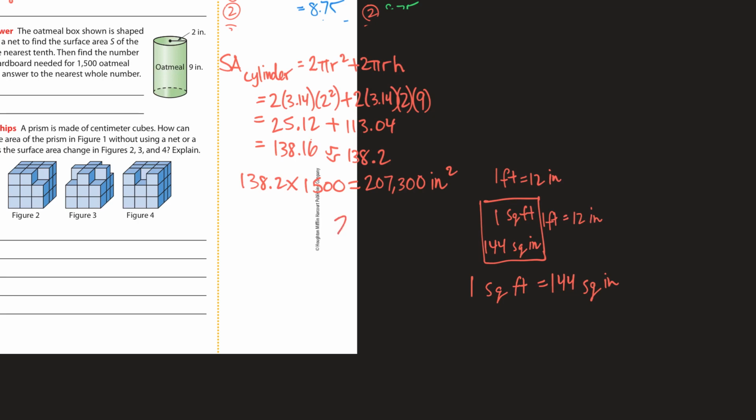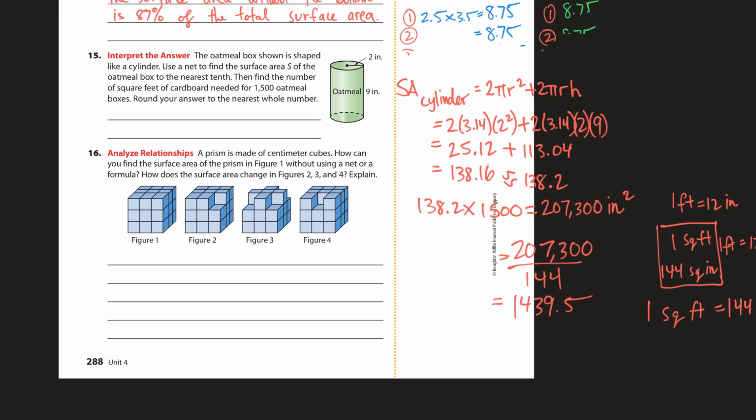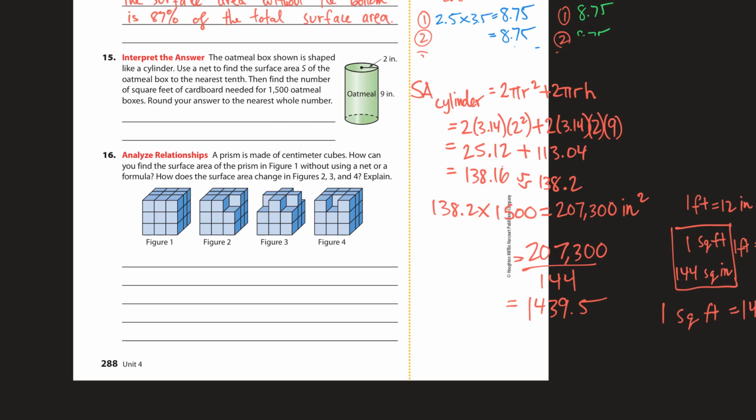I need to take 207,300 and divide it by 144 to find out how many square feet I have. And I did that. That is 1,439.5. And now they want you to round to the nearest whole number. The nearest whole number means I'm looking at that number. That's 5 or more, so that bumps it up, and that's 9, so that bumps that up. So altogether, it's 1,440 square feet. So I guess we'll write it as feet squared like that. So it's 1,440 square feet.